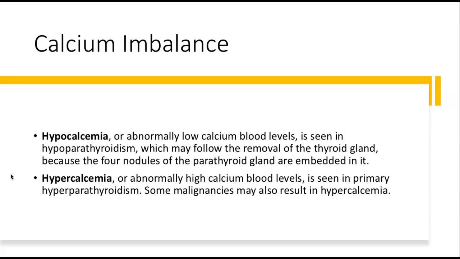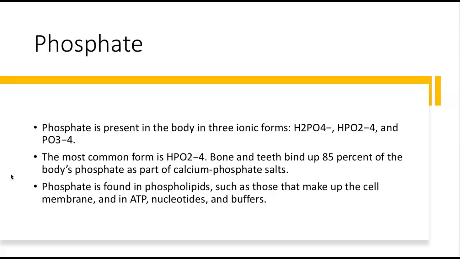If you have a calcium imbalance, hypocalcemia is an abnormally low calcium blood level. That's seen in hypoparathyroidism. It might follow the removal of your thyroid gland because the four nodules of the parathyroid gland are embedded in it. And hypercalcemia, of course, is abnormally high calcium blood levels. It's seen in primary hyperparathyroidism, and some malignancies may also result in hypercalcemia.